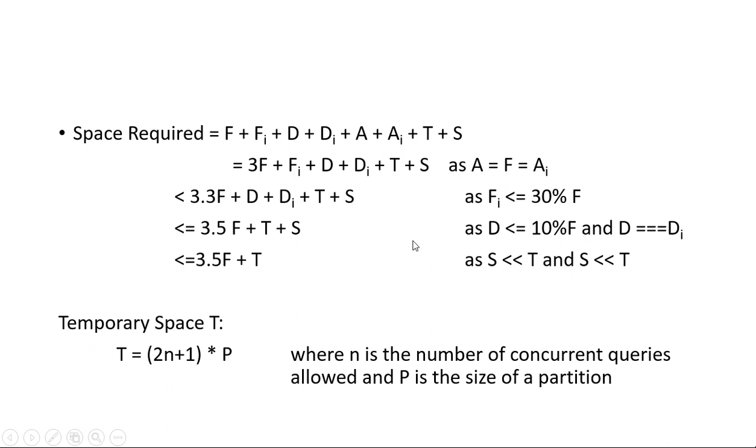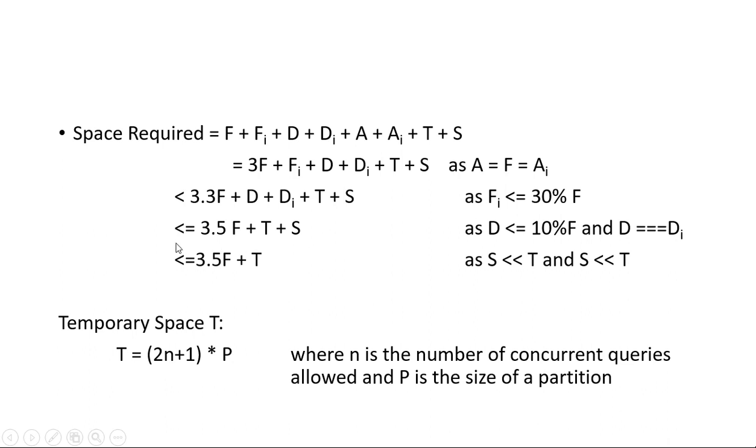Similarly, the dimension table will be less than or equal to 10% of the fact table, and the dimension table and the index of the dimension tables will be nearly equal. So we will write D is equal to 0.1F, Di is equal to 0.1F. Totaling these things, we will get 3.5F. In this way, we convert the dimension and aggregate to F. The sort space, which is required to sort the data in the data warehouse, will be less than the temporary space. Temporary space is required to execute other additional programs in the background. So instead of writing S, we can write T only.